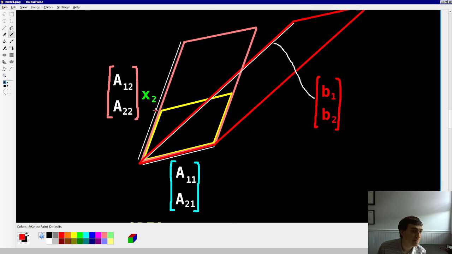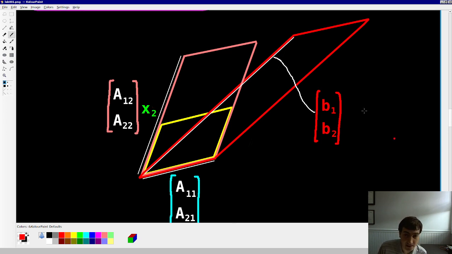And so the idea is the area of this pink parallelogram, so let me rephrase that. This side length here is just A12, A22. That's the vector of this side of the parallelogram. If I scale that by x2, it goes here. Now, the base of this parallelogram, the bottom here, is unchanged. That value is always going to be that column vector. And so the concept here is that the area of the pink shape is just x2 times the area of the yellow shape.